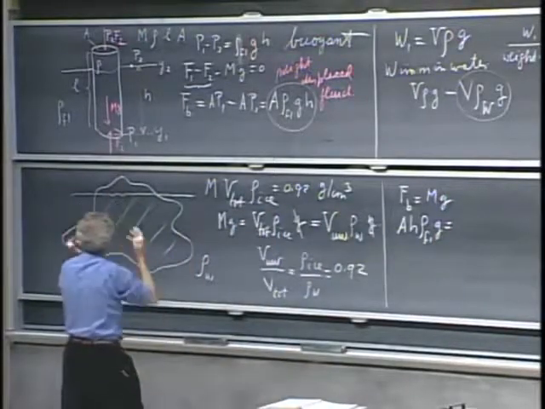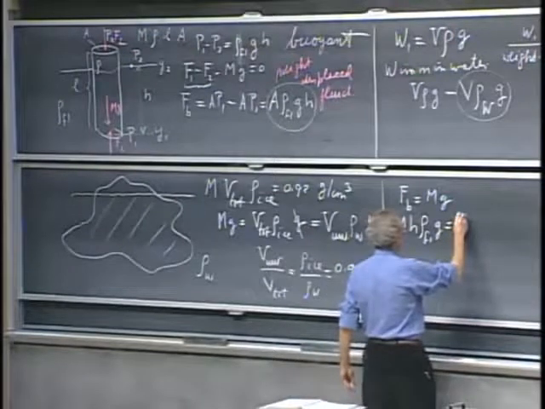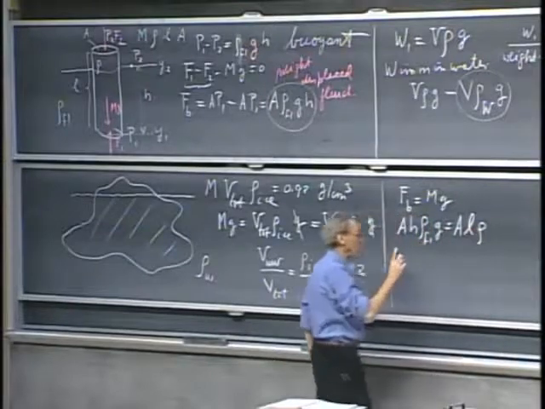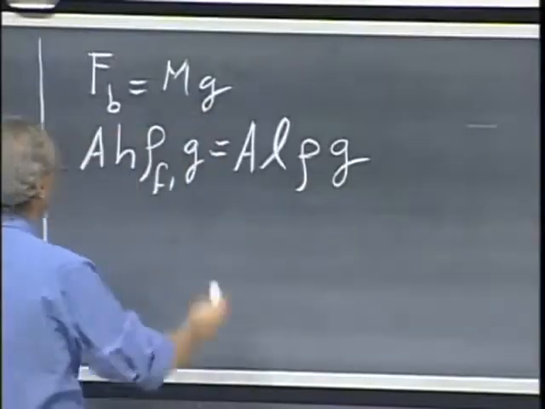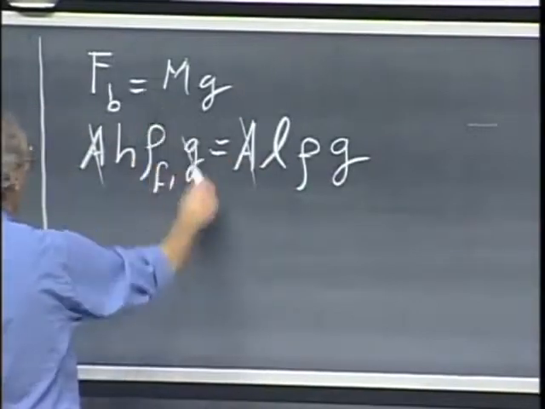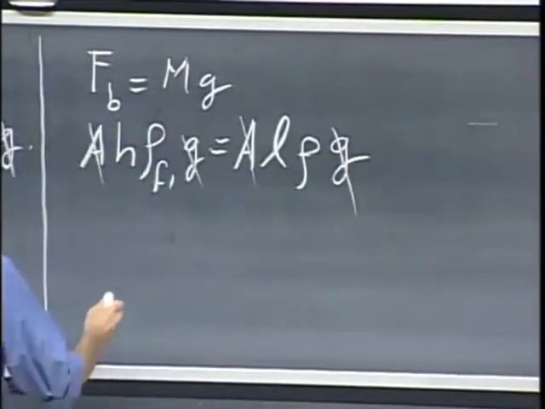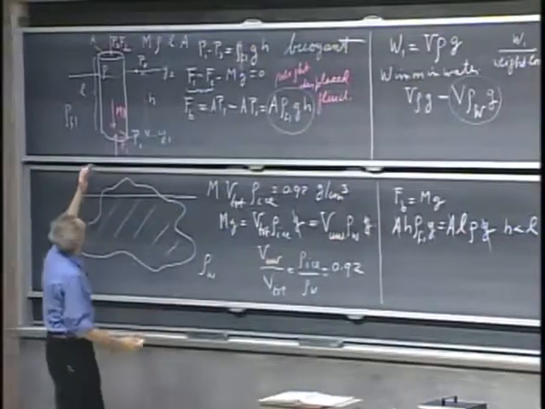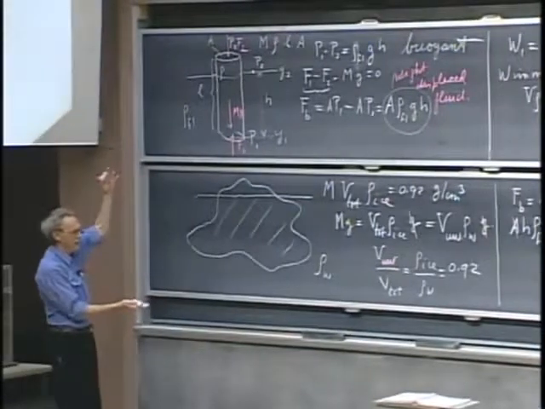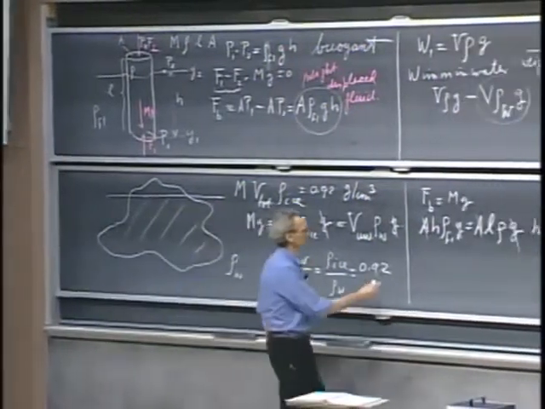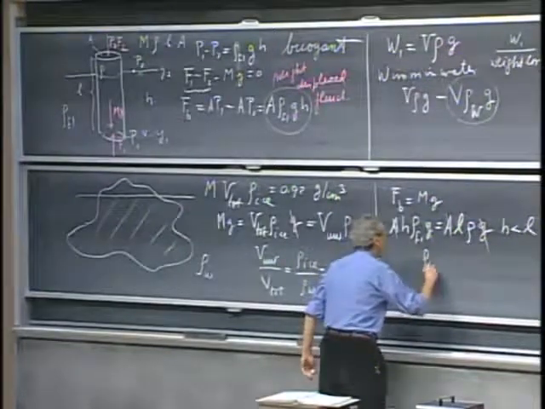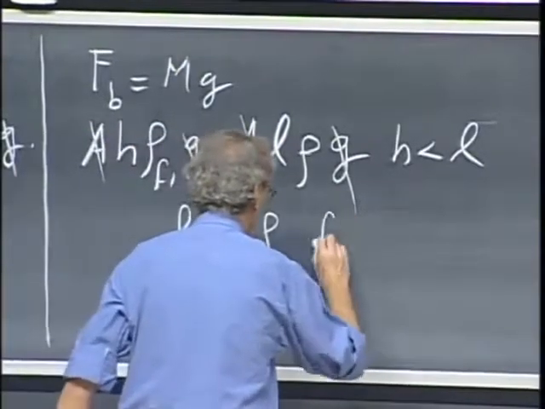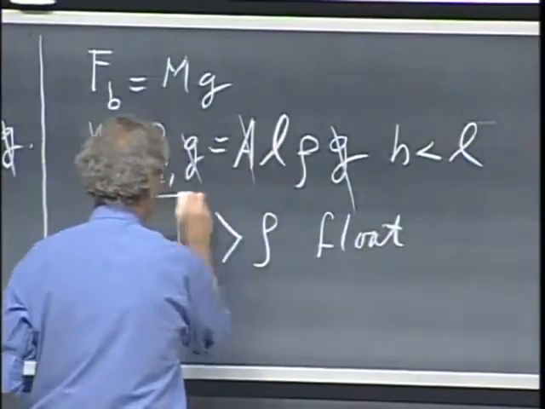must be the total volume of the cylinder, which is the area times L, because that was the length of the cylinder, times the density of the object itself, times g. I lose my A, I lose my g, but I know that h must be less than L, otherwise it wouldn't be floating, right? The part below the water has to be smaller than the length of the cylinder. And if h is less than L, that means that the density of the fluid must be larger than the density of the object. And this is a necessary condition for floating.